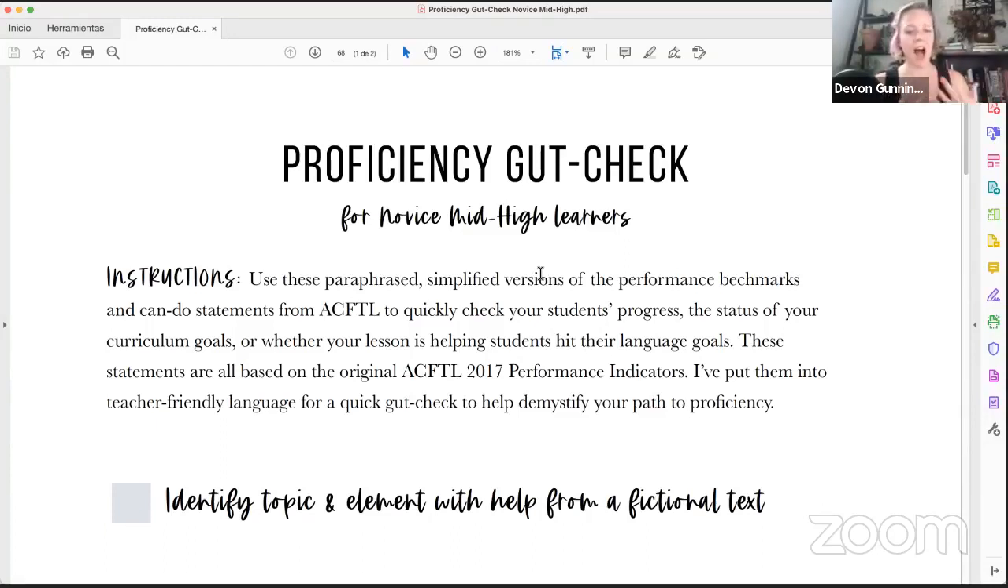And for me, I'm using this list right now. I created it to check the curriculum that I'm currently consulting on to make sure that we are hitting all the skills that we need to for novice, mid to high learners, to make sure that there's no gaps in all the activities that this curriculum is offering.